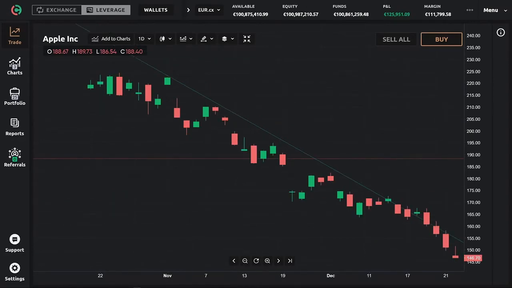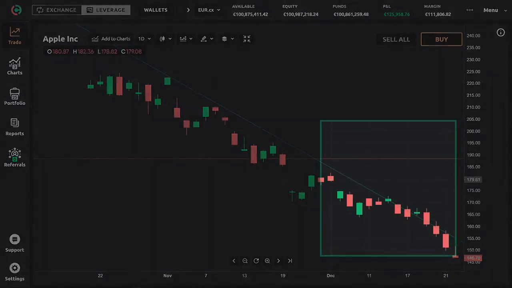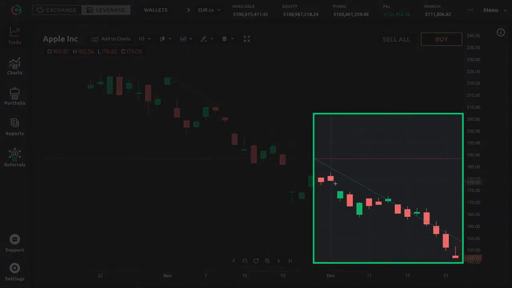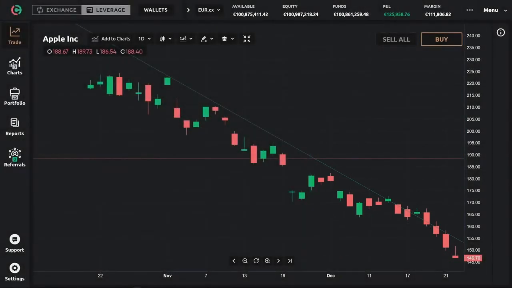So for the rest of December, that trend does continue. This is where we were looking at it before. The market sells off, tries to push through the trend line, but really struggles and eventually slips as low as about 146 a share towards the end of December.